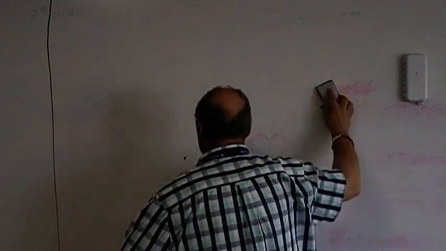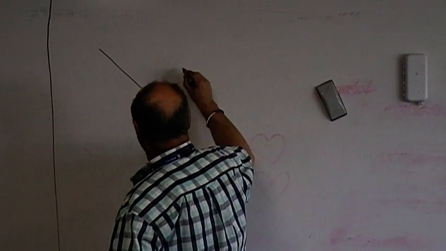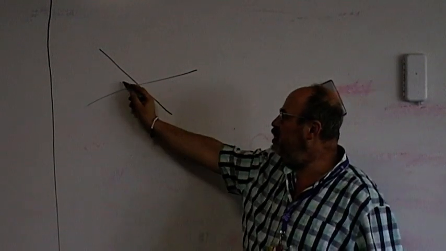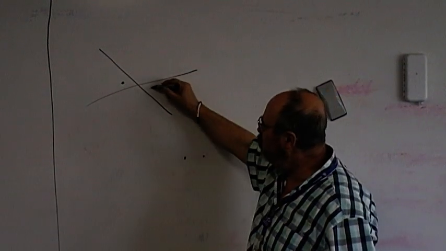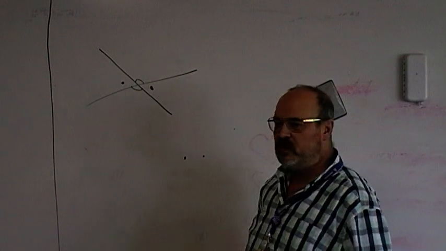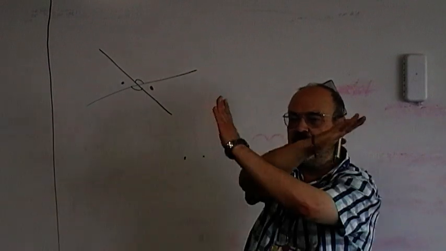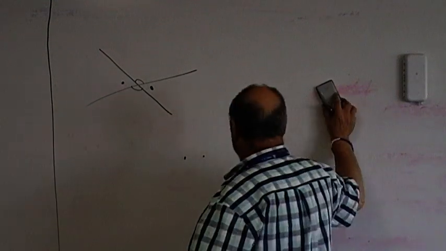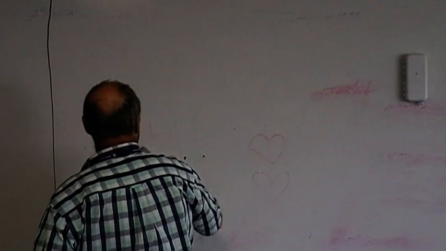Vertically opposite applies if there are two straight lines crossing each other. Then this angle will be vertically opposite to this angle, and this angle will be vertically opposite to this angle, if you have two straight lines crossing like this. Now, next example.